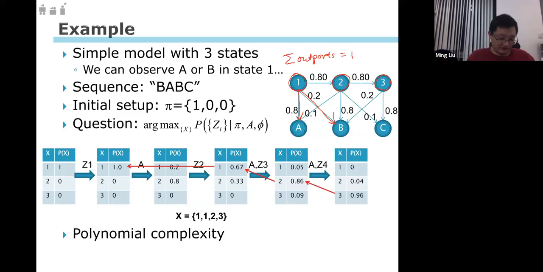Then on this graph, you can easily tell the probability to observe A will be these 2 numbers, right? Because it needs to sum up to 1. Okay. So if you are at state 1, you have 80% chance to observe A, 20% chance to observe B. All the other states are similar, right? So for state 2, state 3, you can tell. And the current observation is BABC.